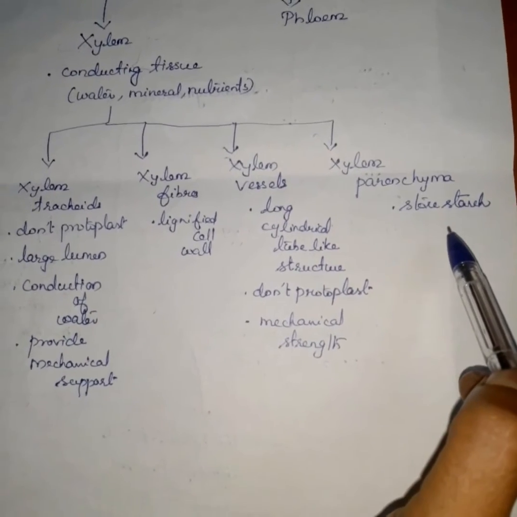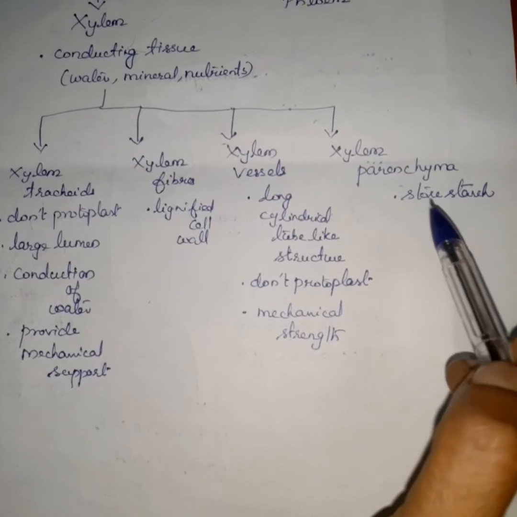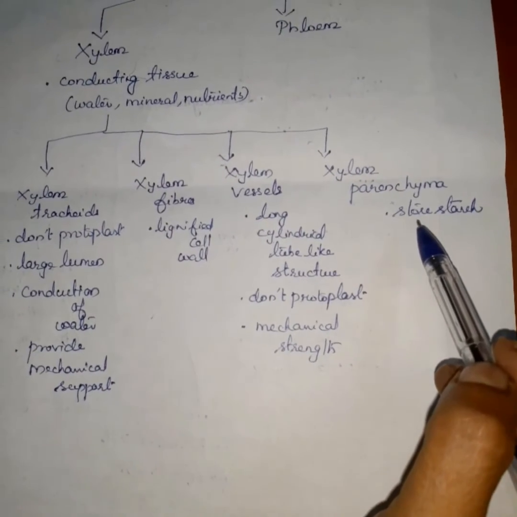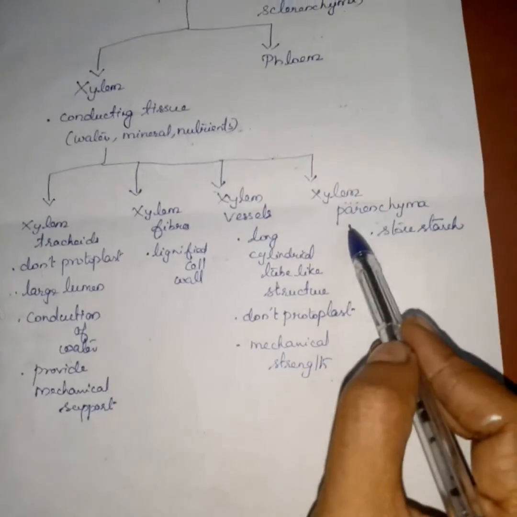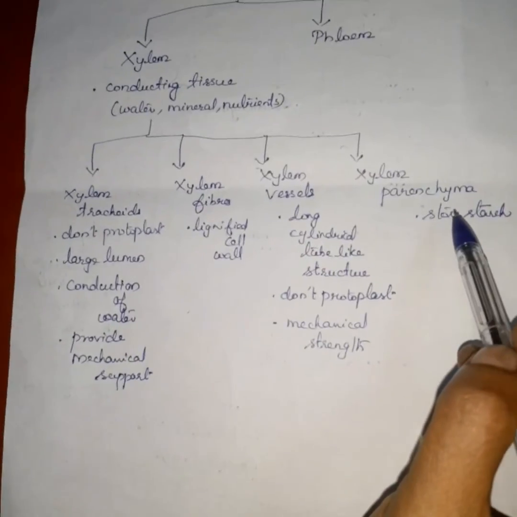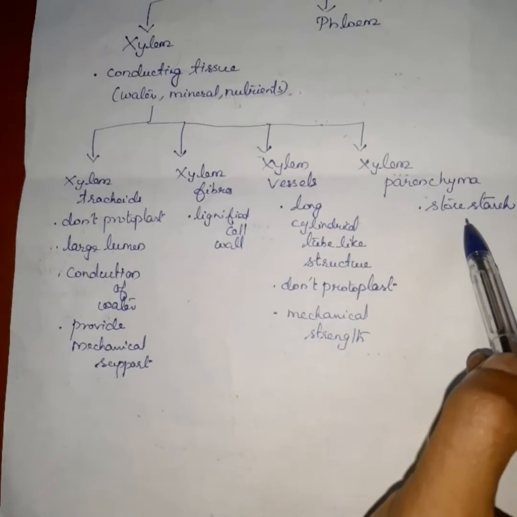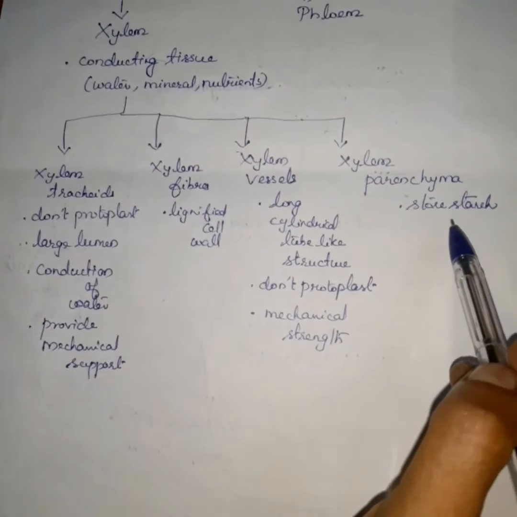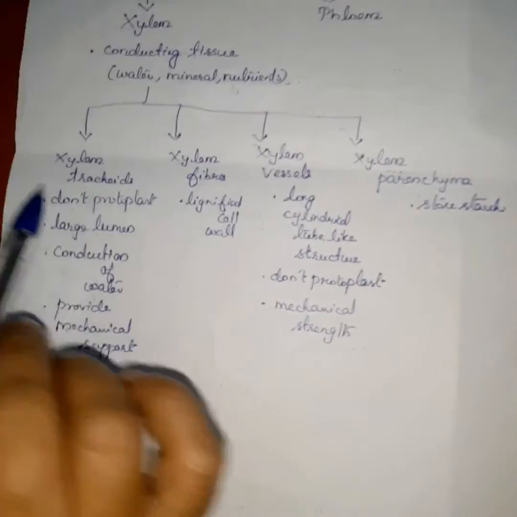Okay, so these are living and thin-walled cells. The main function of xylem parenchyma is that they store starch and fatty substances. Okay, do you understand clearly?